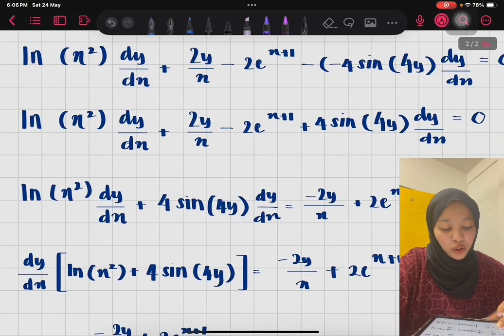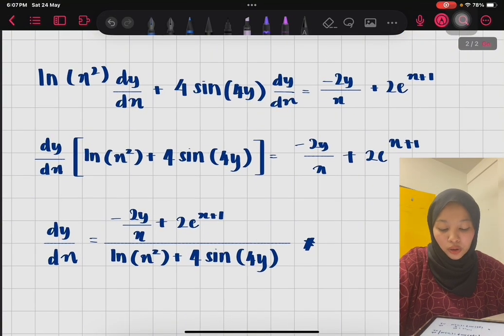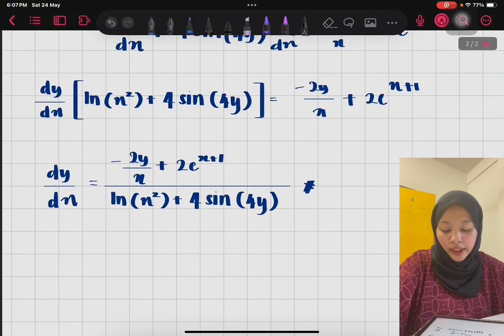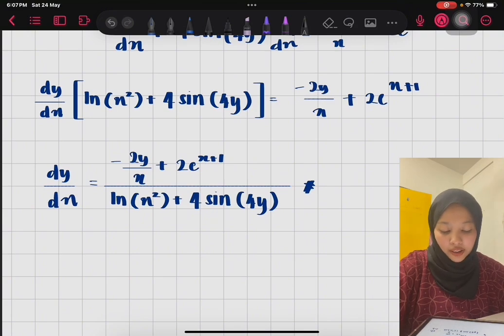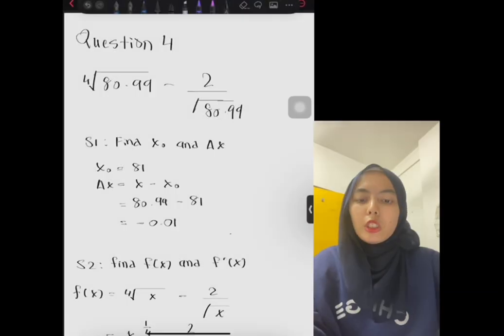After that, we have to separate the dy dx to the left hand side. And then we have to factor the dy dx. So we will bring out the dy dx to the left hand side. And then we have to make the dy dx the subject. So we will bring the ln x power of 2 plus 4 sin 4y to the right hand side and divide. The final answer for this question is dy dx equal to negative 2y over x plus 2e power of x plus 1 divided by ln in bracket x power of 2 plus 4 sin in bracket 4y. So that's all. Okay, I will show the question 4.